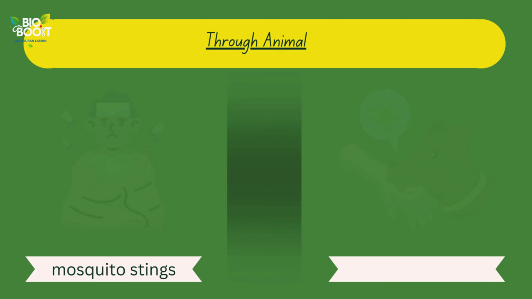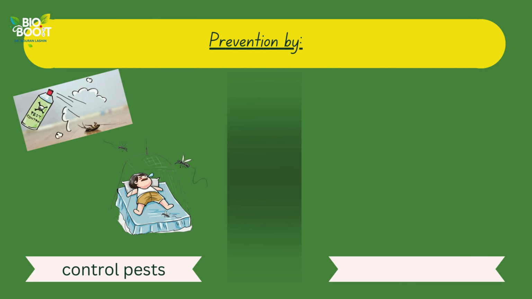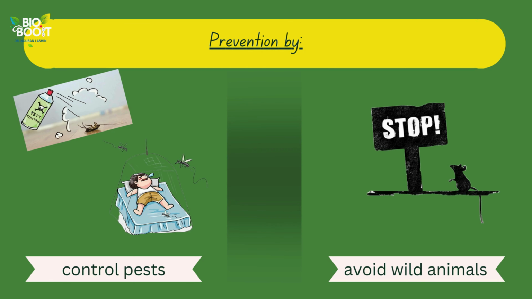Through animals. Sometimes, viruses use animals as taxis. Through mosquito bites, like with dengue fever, or animal bites, like rabies. To stop this, we need to control pests, use mosquito nets and repellent. Avoid wild animals. Never approach or touch a wild animal that seems sick or acting strangely.